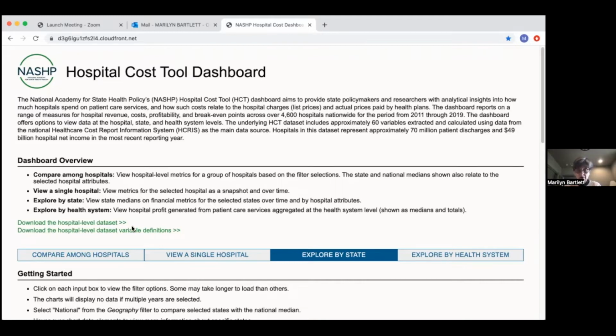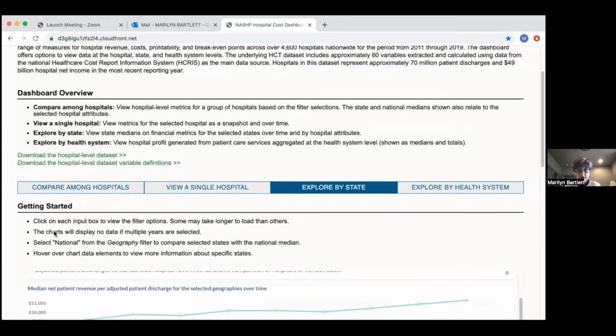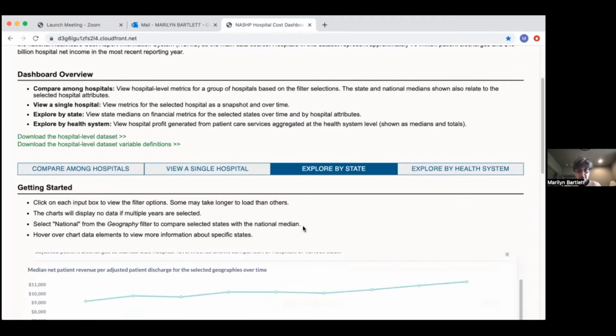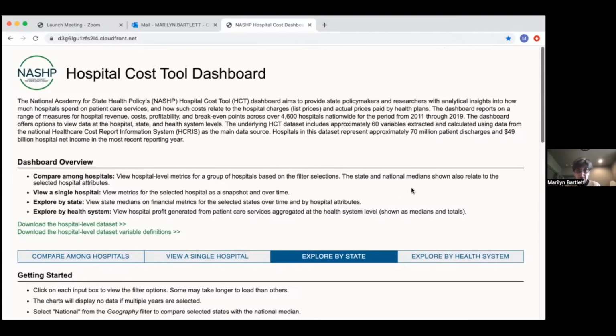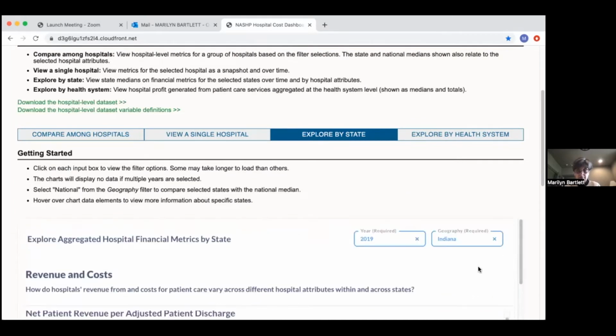So to start off with, I'm going to go to Explore by State. So you click on this tab, and the directions are here. You click on each input box. Each tab will have input boxes at the top.